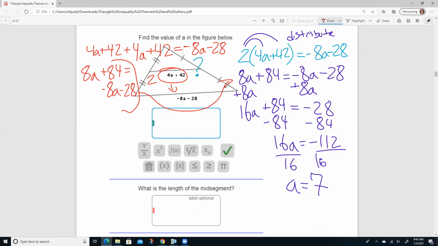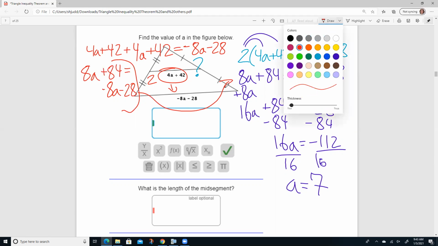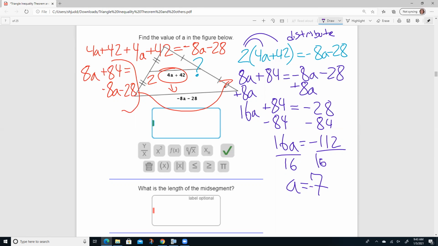So whether you want to just add the mid-segment to itself, or you want to multiply it by 2, you'll end up with the exact same thing. So whichever one you want to do, that's the one you should do. Oh, and I forgot to mention, when I was dividing, I had a negative divided by a positive, so that should be a negative 7. My bad.